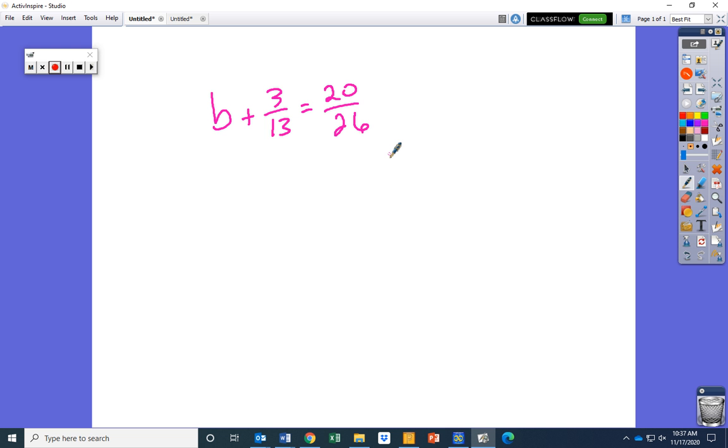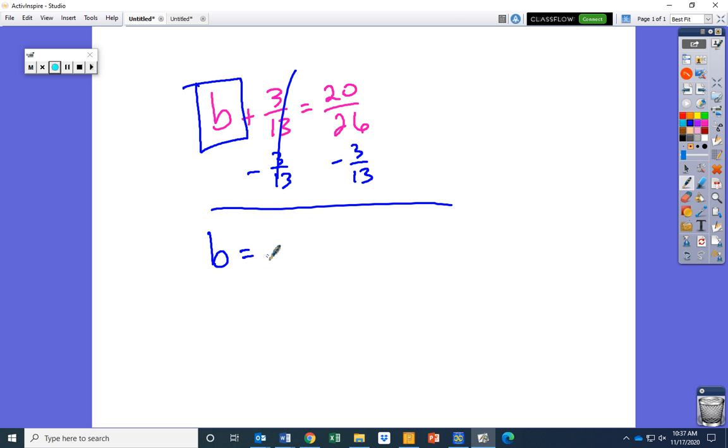What's the first thing I should do here? Somebody tell me. First thing I should do, Josh? Nope, before that. Okay, I'm going to put a box around this b. What's outside that box? Plus 3 over 13. So what do I need to get rid of? I need to subtract 3 over 13, right? Because I want this to be 0, I want these to cancel out. And if I do it to this side, what do I also have to do? Got to do it to the other side. So minus 3 over 13 here. Good. So these cancel.